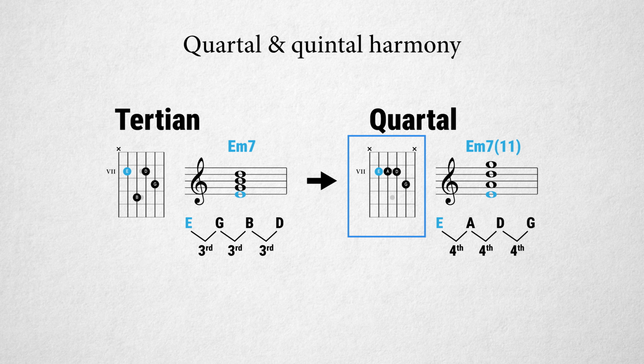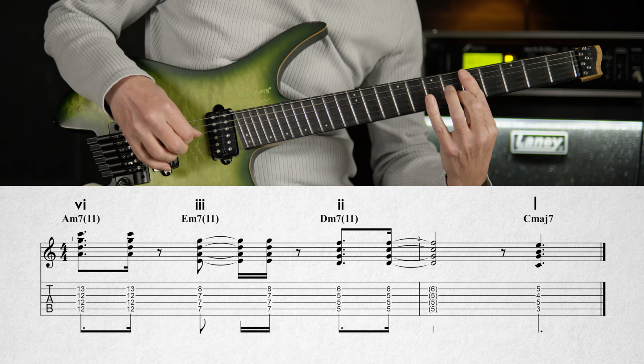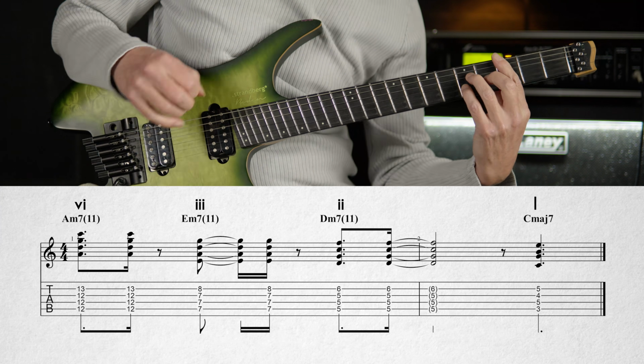And this chord shape looks and sounds like this. So playing the three minor 7/11 chords from the previous chapter in this way, we'll hear a modern quartal sound. It's just a bit different, and that changes the mood while playing the same chords.